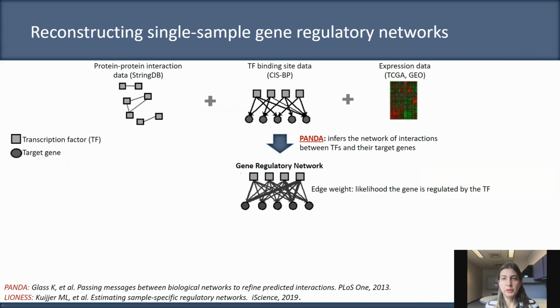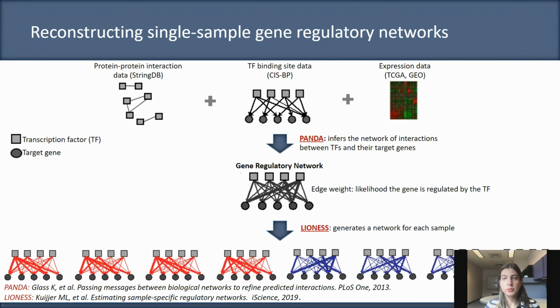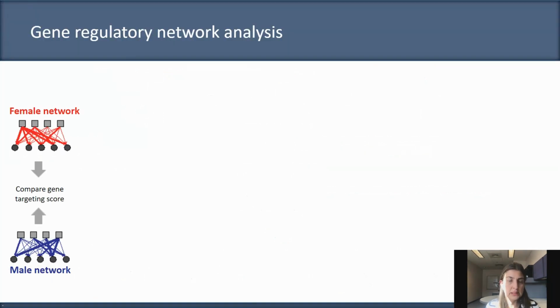And we performed a similar analysis. So we used PANDA, and then we used LIONESS, and we generated gene regulatory networks for each individual sample. And then we compared the male and the female networks. So how can we compare them?